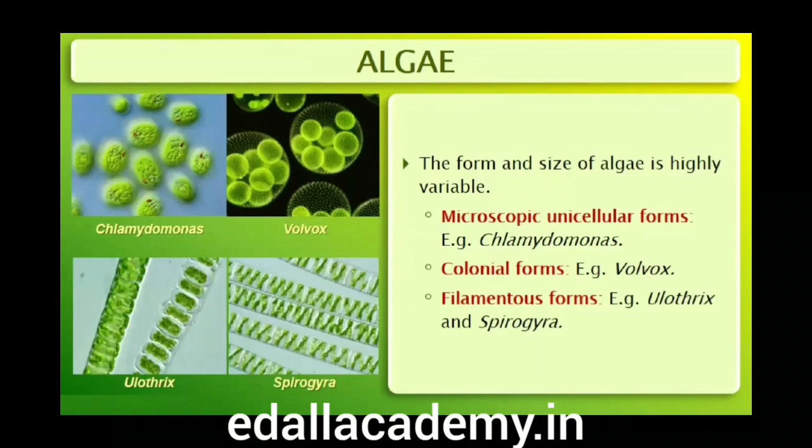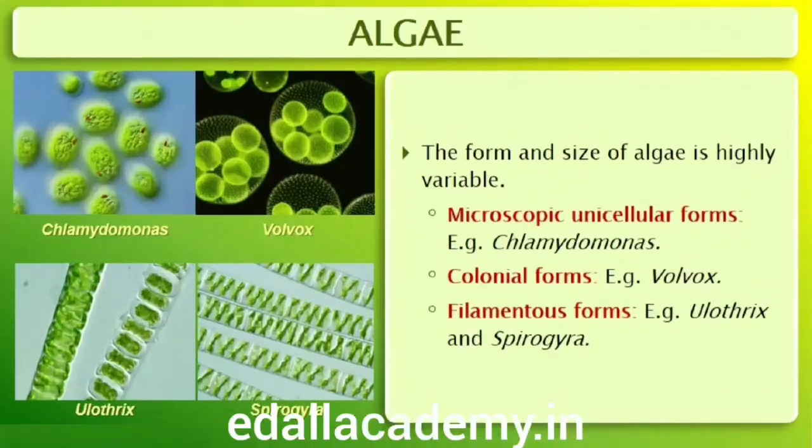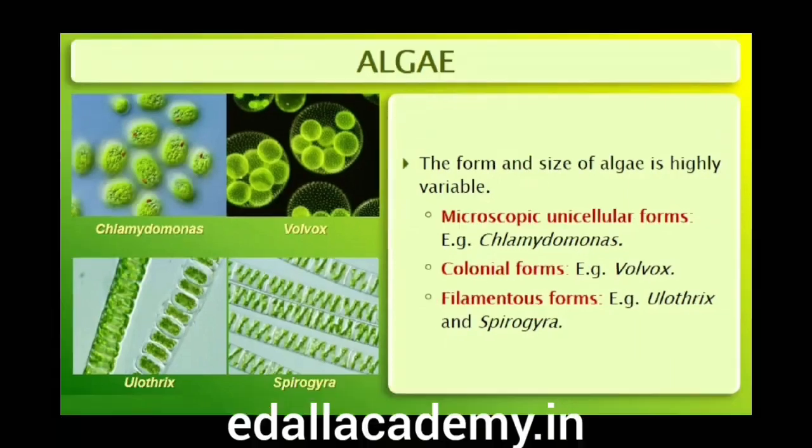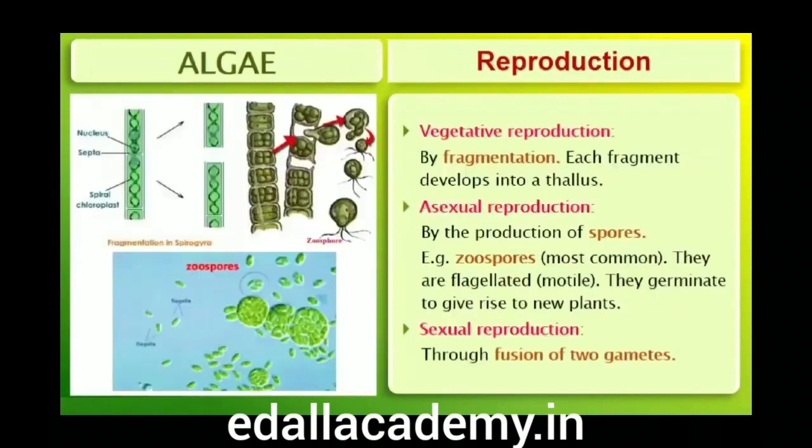The size ranges from the microscopic unicellular forms like Chlamydomonas, to colonial forms like Volvox and to the filamentous forms like Ulothrix and Spirogyra. A few of the marine forms, such as kelps, form massive plant bodies. The algae reproduce by vegetative, asexual and sexual methods. Vegetative reproduction is by fragmentation. Each fragment develops into a thallus.